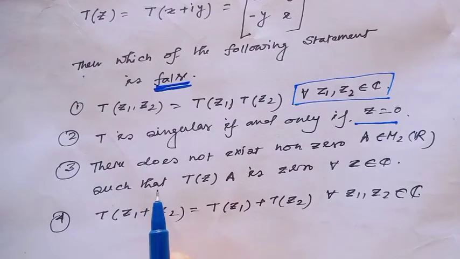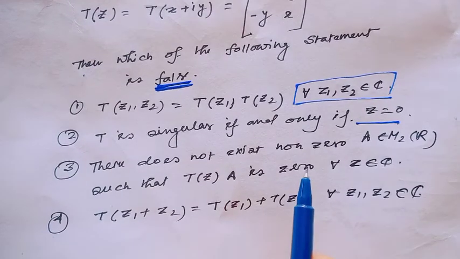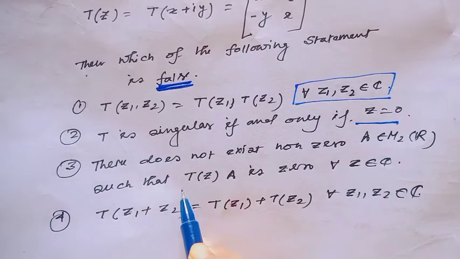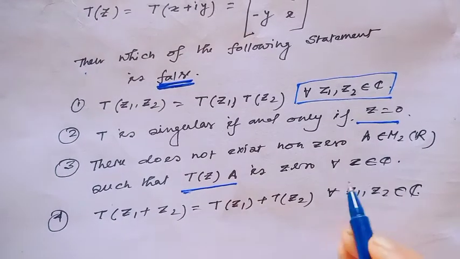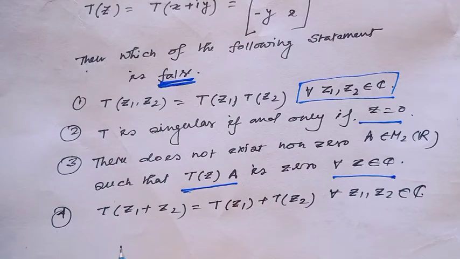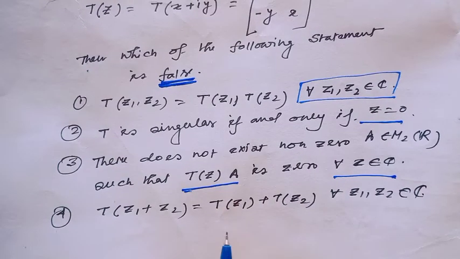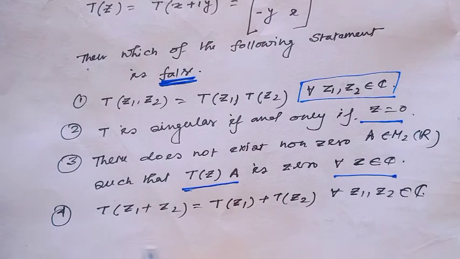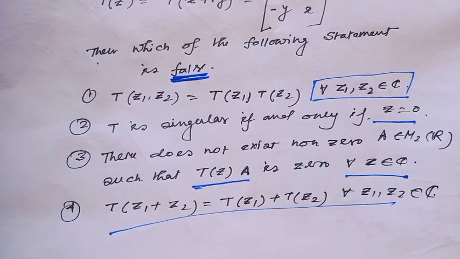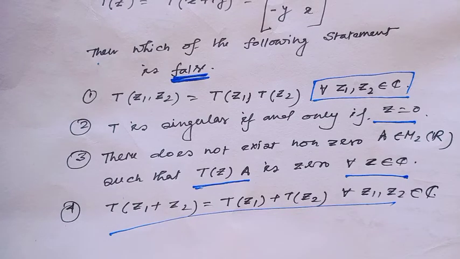Option 3, there does not exist non-zero A belongs to M2R such that Tz A is 0 for all z belongs to complex numbers. And option 4 indicates T of z1 plus z2 equal to Tz1 plus Tz2 for all z1, z2 belongs to complex numbers. Let's see the options. This is obviously a very easy and very basic question.